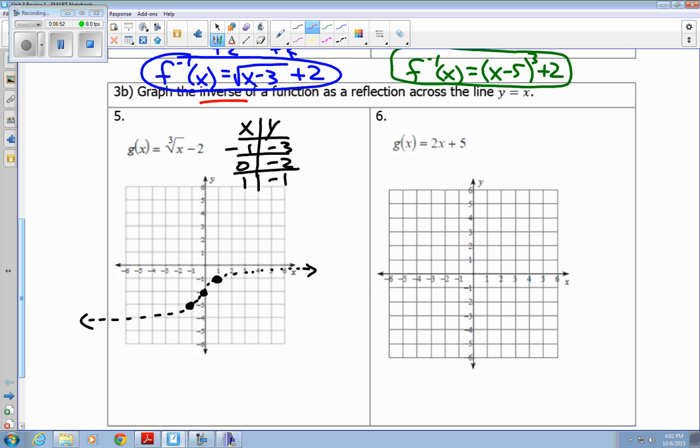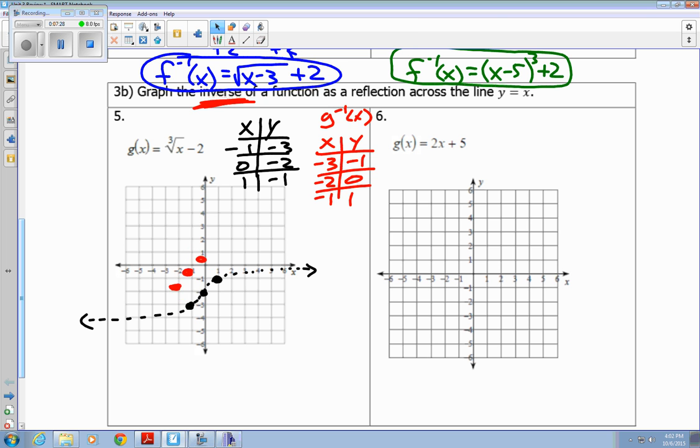The inverse of this, g of -1, to graph that, we'll just switch x and y. So it was -1, -3, it becomes -3, -1. It was 0, -2, it becomes -2, 0. And it was 1, -1, it becomes -1, 1. Let's plot these points. -3, -1. -2, 0. -1, 1. Now these 3 points are oriented in the same manner as these 3 here. So we got to be careful.